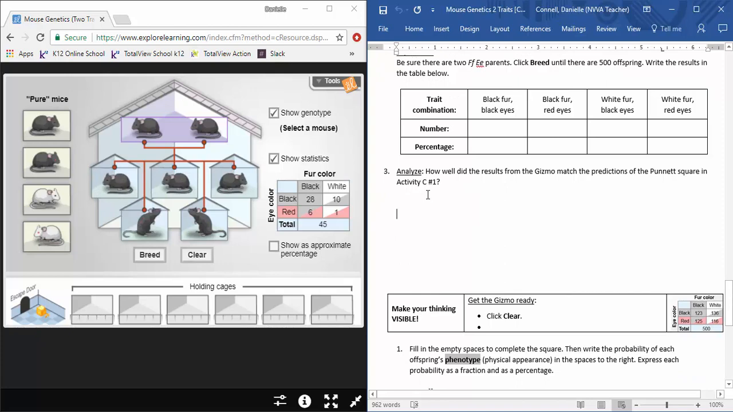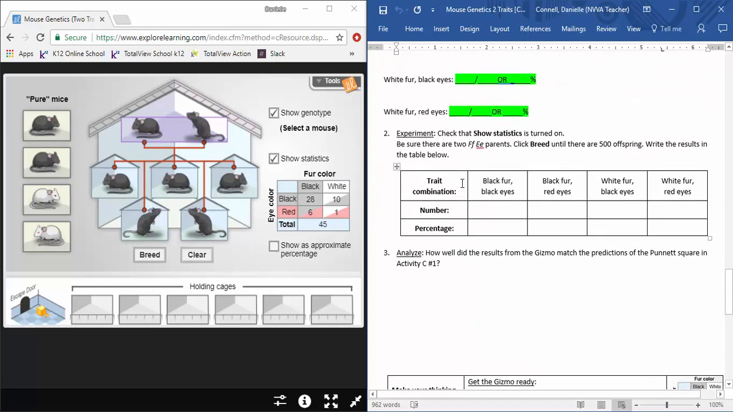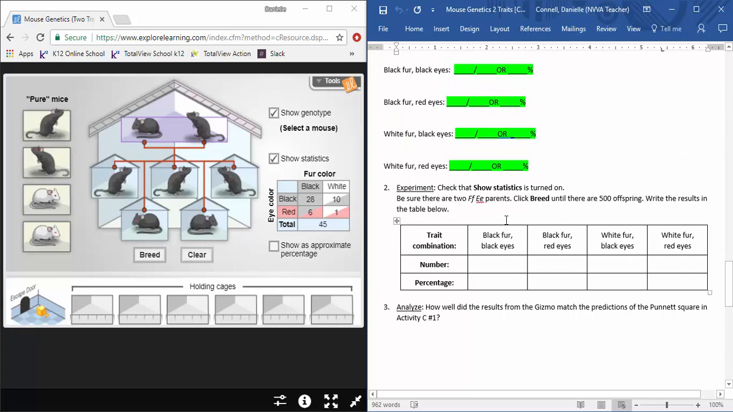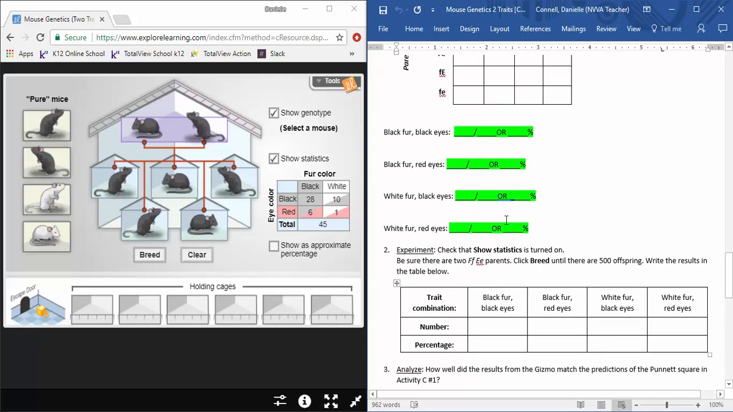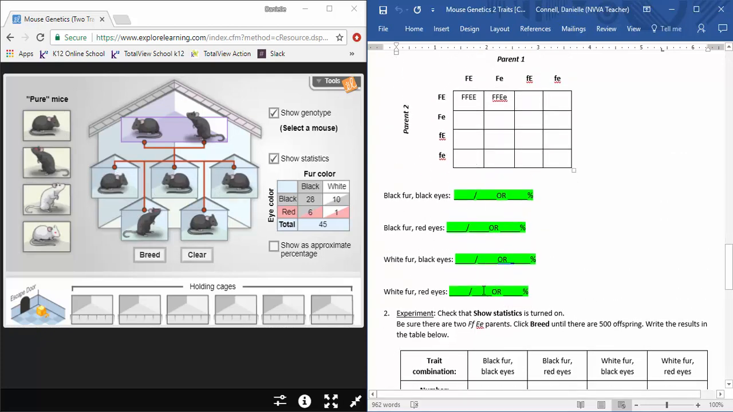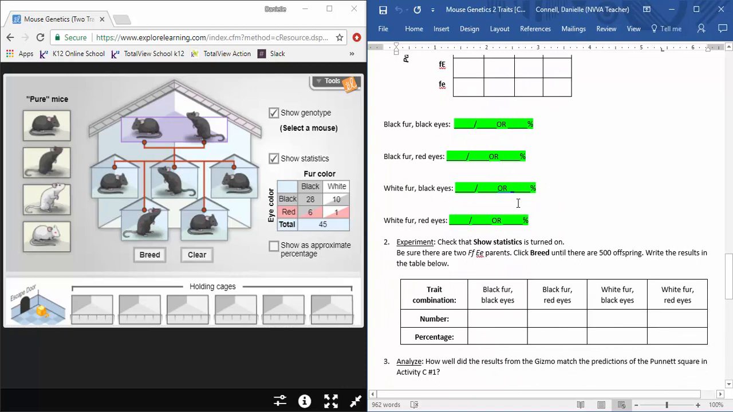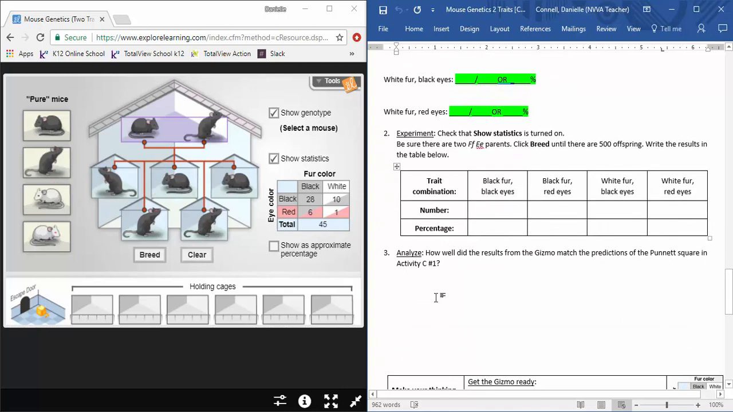Then you need to answer the analysis question. How did the results from the gizmo, so what we just did here, these numbers that you recorded in the data table, match up with the predictions from your Punnett square right here? So you have the percentages right here to look at based on the phenotype. So you're comparing these percentages with these percentages, and then you're making your observation for your analysis. And that's it for part C.